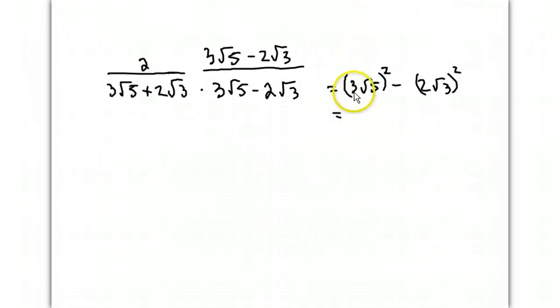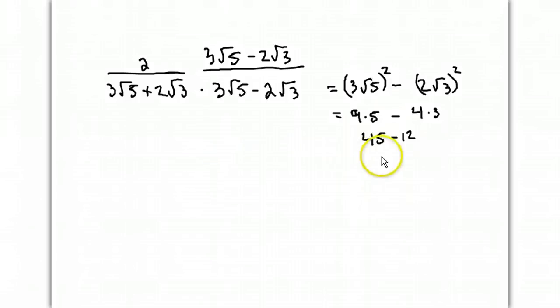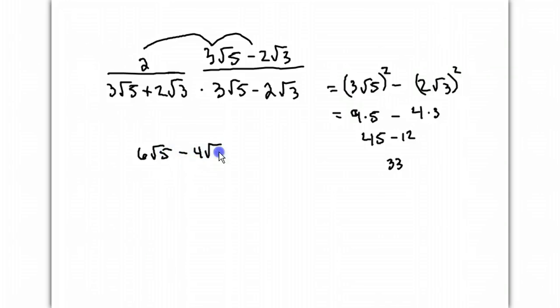Well, 3 square root of 5 squared is going to be 9 times 5, which gives us 45. Because when you square 3, you get 9. When you square the square root of 5, you get 5. Minus 2 squared, which is 4, times square root of 3 squared, which is 3. So this is going to be 45 minus 12, which gives us 33 at the bottom. And so we bunny hop the top, and we end up with 6 square root of 5 minus 4 square root of 3, all divided by 33. And this will be our final answer.